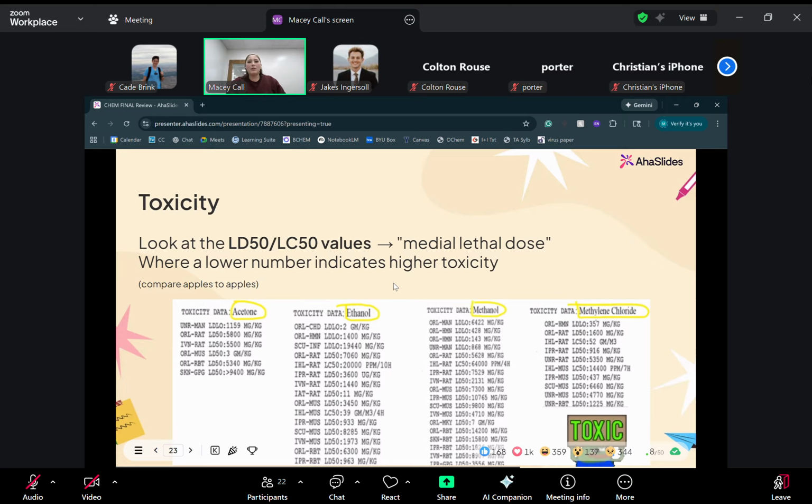So let's look at an example. I'm looking at the toxicity data of acetone, and I'm looking at which ones I have in all columns. Okay, well, I should explain this first. When I say compare apples to apples, you're going to want to find a test that's the same route of administration and the same species. So, for example, for ethanol, I have an oral route human LD50. Oh wait, that's LDLO.